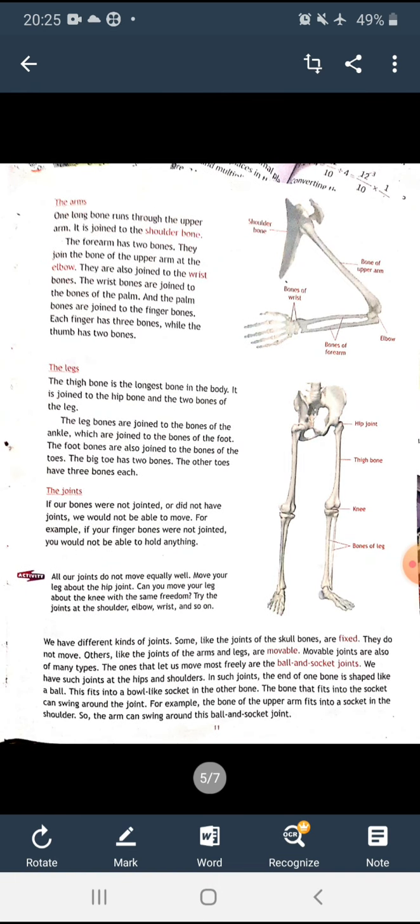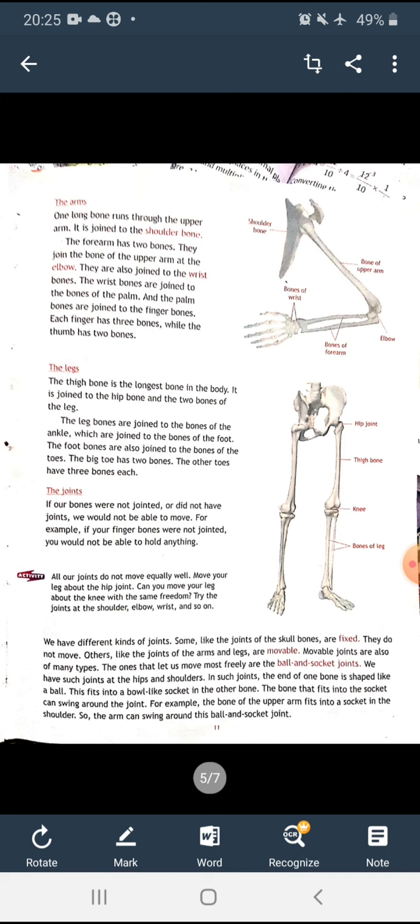Next, arms. One long bone runs through the upper arm and it is joined to the shoulder bone. The forearm has 2 bones. They join the bone of the upper arm at the elbow and the wrist bones are joined to the bones of the palm. And the palm bones are joined to the finger bones and each finger has 3 bones while the thumb has 2 bones.